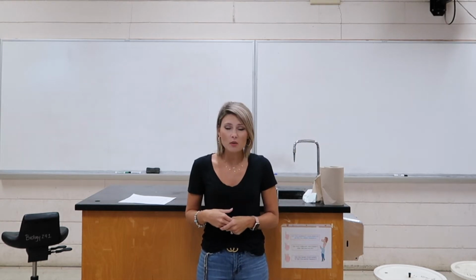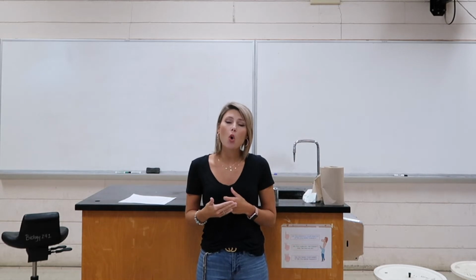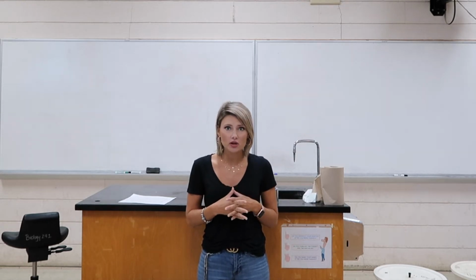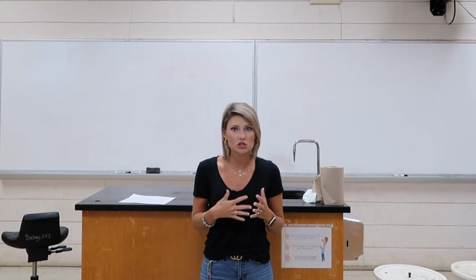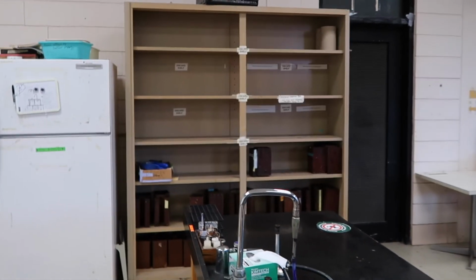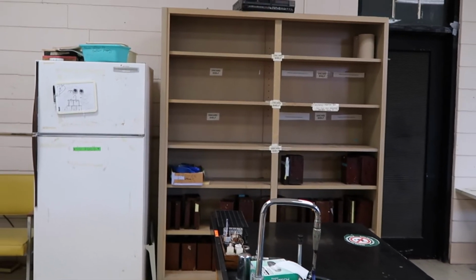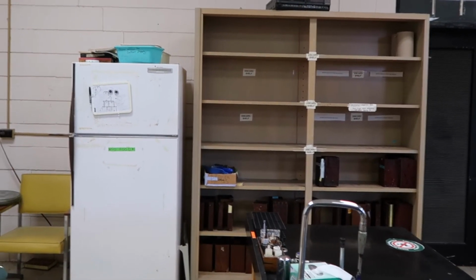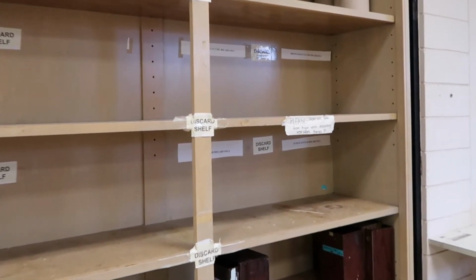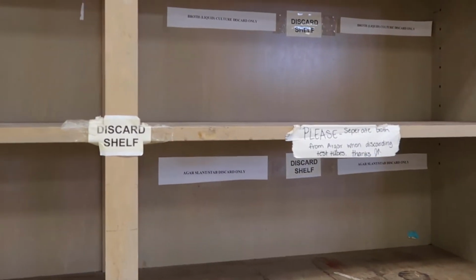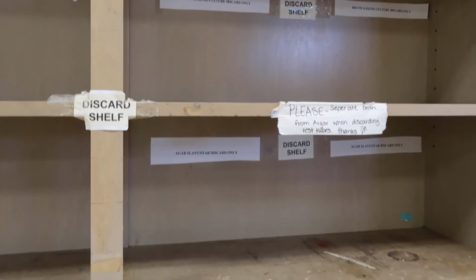The test tubes, however, are glass and we reuse those. So those are going to go on the discard shelf, is what it's called. So I'm going to show you where the discard shelf is so that you know exactly where to put test tubes. So here's the discard shelf. Over here, it's on the right hand side of the classroom. Okay, and it has discard shelf on it. So this is where your test tubes are going to go, okay?